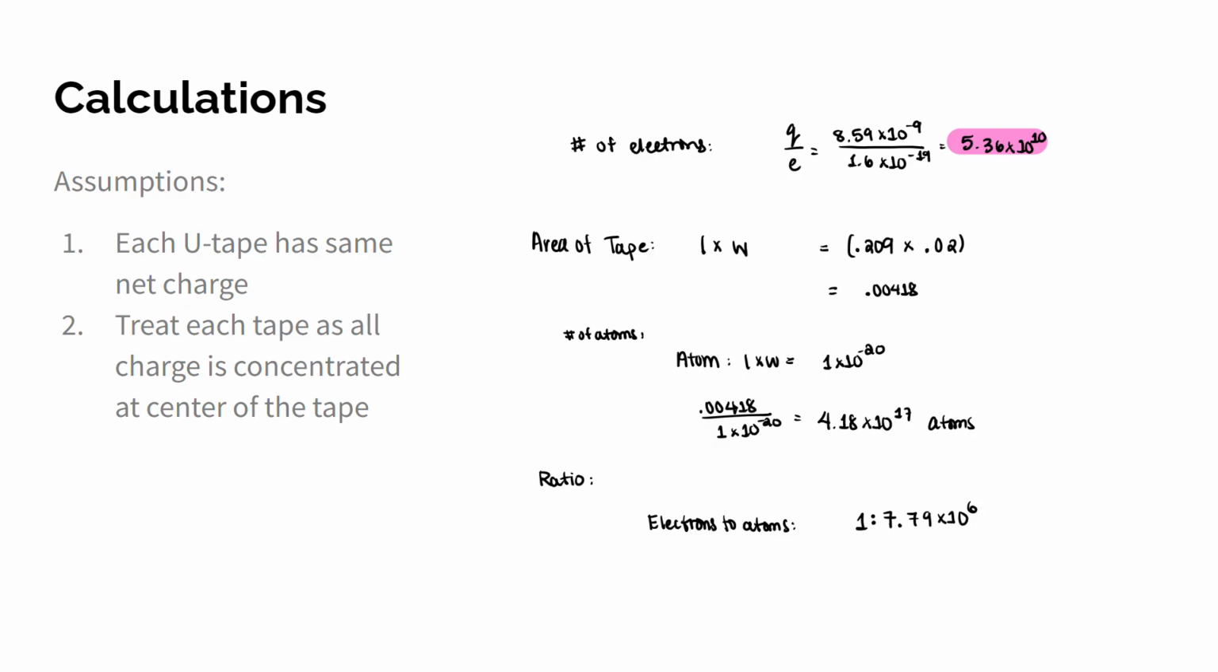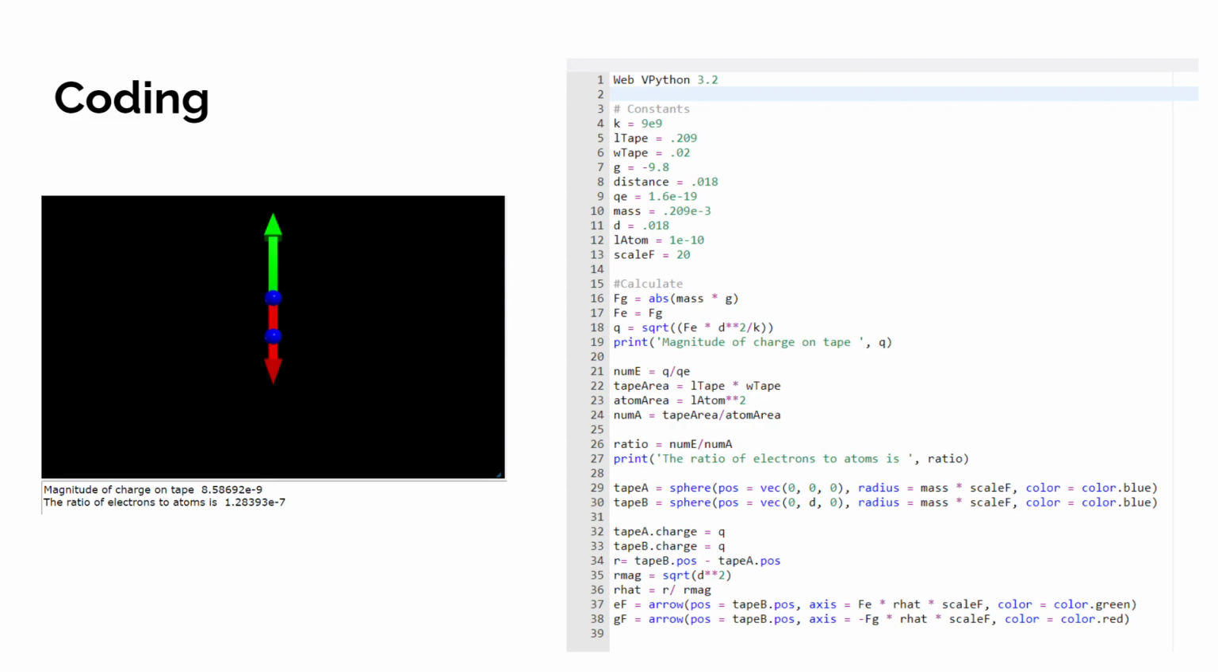We made a couple assumptions in order to do these calculations. Number one, each U-tape has the same net charge. And number two, we treated each tape the same, as all charge is concentrated at the center of the tape. This is the code that I used to model the calculations.